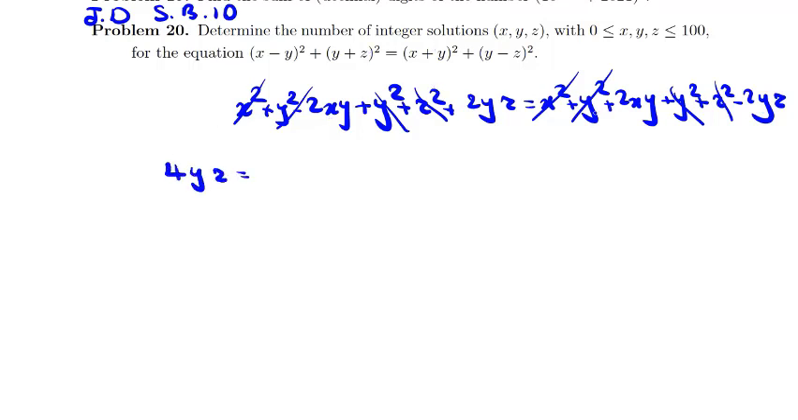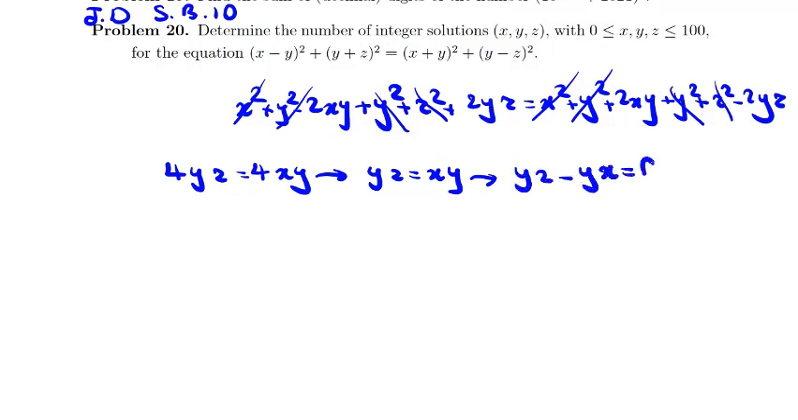Take negative 2xy to the right hand side, 2xy plus 2xy is 4xy. So we conclude what? yz equals xy. Here you can't cancel y from both sides because maybe y is 0. But we can say what? If we take all things to the left hand side, yz minus yx equals 0. So you can factor: y(z minus x) equals 0.